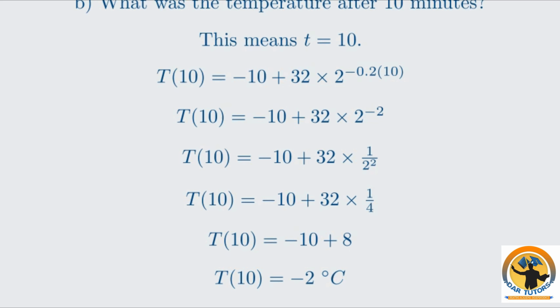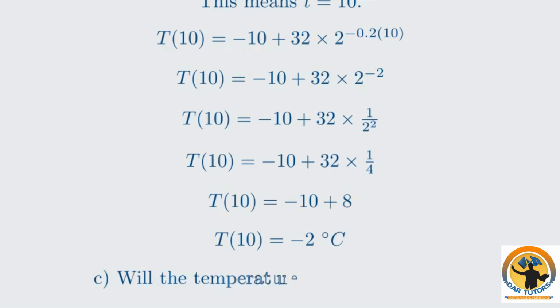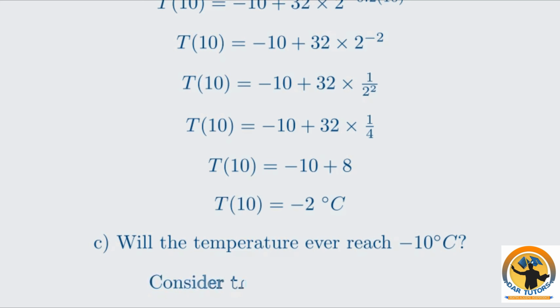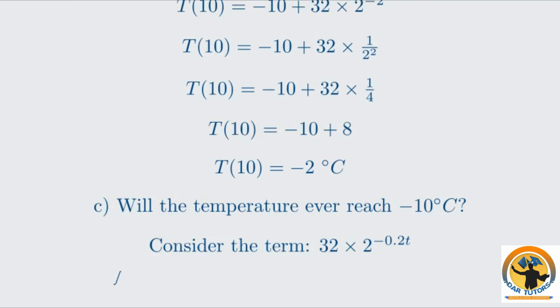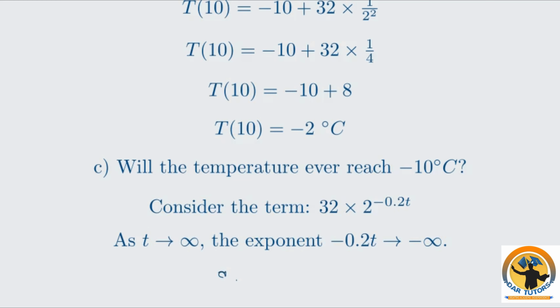Finally, let's consider the long-term behavior. Will the temperature ever reach the freezer's temperature of negative 10 degrees Celsius? Let's analyze the term 32 times 2 to the power of negative 0.2t. As time t gets larger and larger, the exponent negative 0.2t becomes a very large negative number. This means 2 to that power becomes a very small positive number, approaching 0.